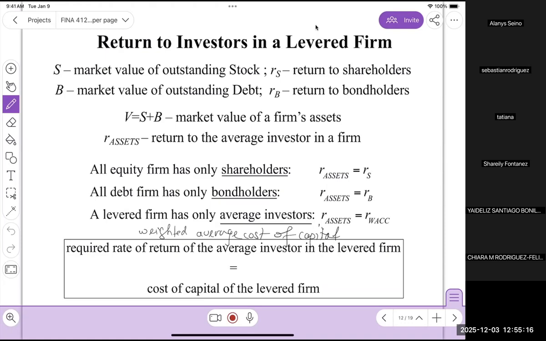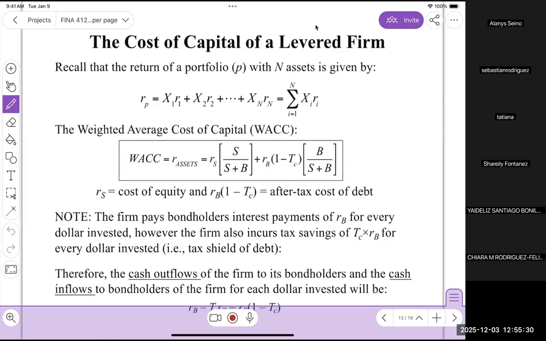But what if I tell you that UAir also issues debt? All these details are available in the case, part 2, UAir case part 2. And it turns out that UAir is also a debt issuing firm, so it has equity and debt. In that case, we have to create the weighted average cost of capital. This is what we pay for every dollar invested. This is the expected return to the average investor in the firm.